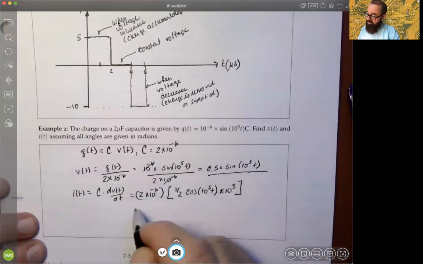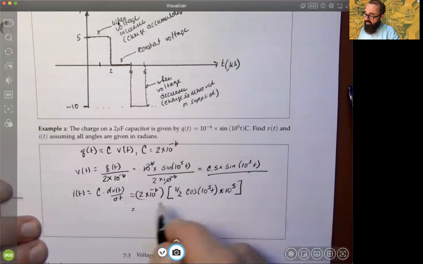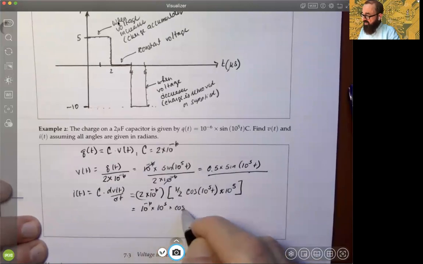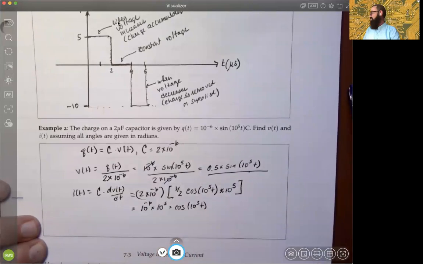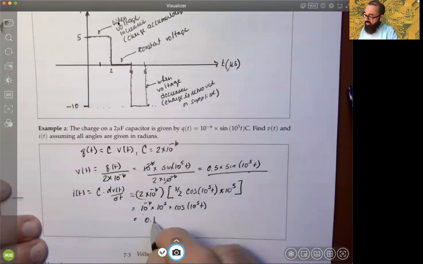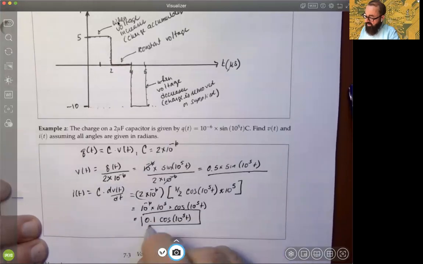And then we can clean some terms up here, correct? Because the 2 and the 1/2 will go away. You're going to have 10 to the minus 6 times 10 to the 5th times cosine of 10 to the 5th t, right? And now 10 to the minus 6 times 10 to the 5th will just give you 10 to the minus 1, or we'll just say 0.1, times cosine of 10 to the 5th t. And that is your current.